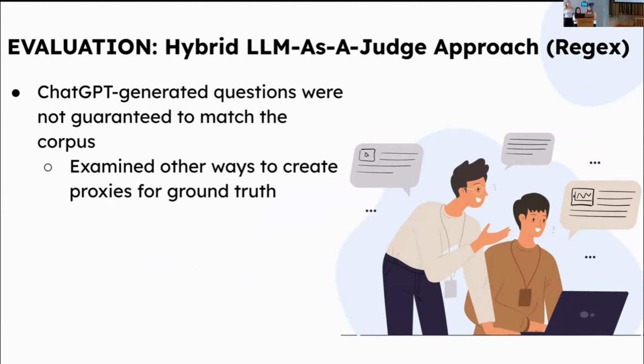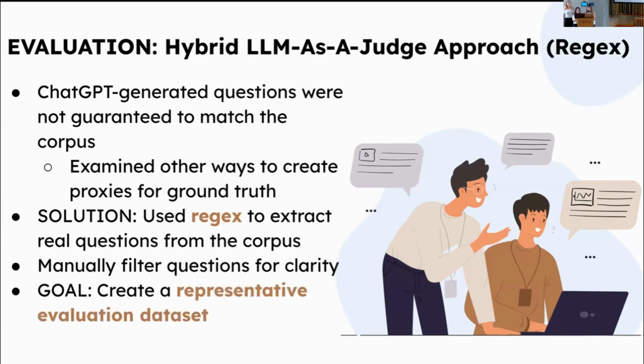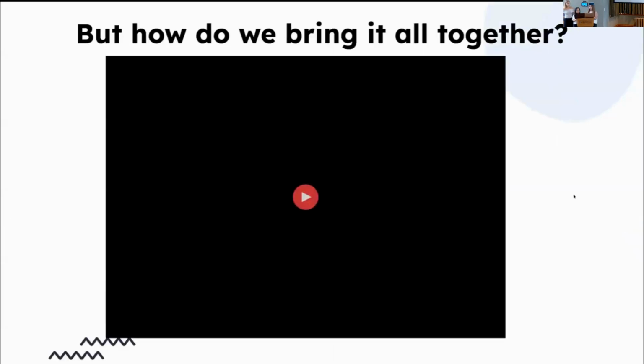So we plan to use regular expressions to scan the processed PDFs for any lines ending in a question mark, allowing us to extract questions that already exist in the documents. And then after extracting these, we would probably manually review the results to keep only the well-formed questions for model evaluation. We hope that the result is an evaluation set that can better capture how the content was meant to be used and what real users might ask.